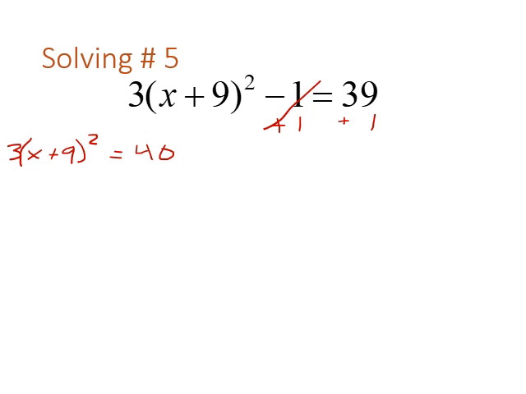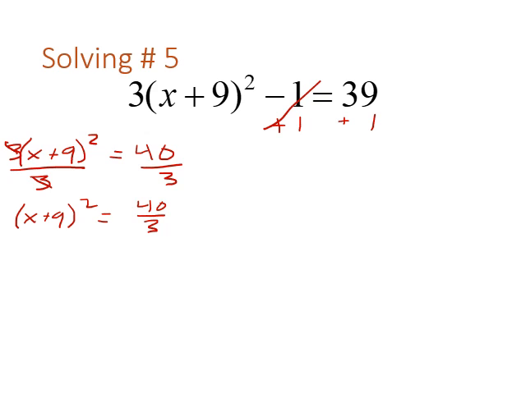The next inverse order operation would be to divide out that 3. Again, if I'm following PEMDAS backwards, multiplication would come next, so I get rid of that by division. I am left with x plus 9 squared equals 40 over 3. And I'm going to leave that as that fraction. I can't simplify that. I can't factor anything out. I can't reduce it, so I'm going to leave it for right now.